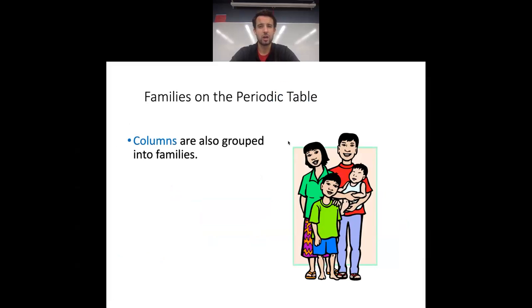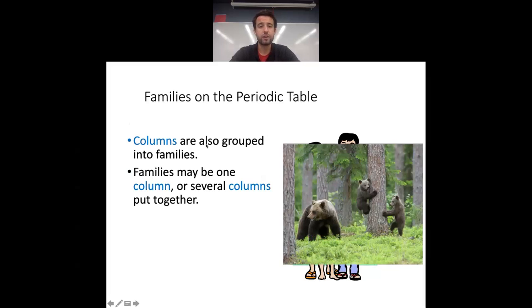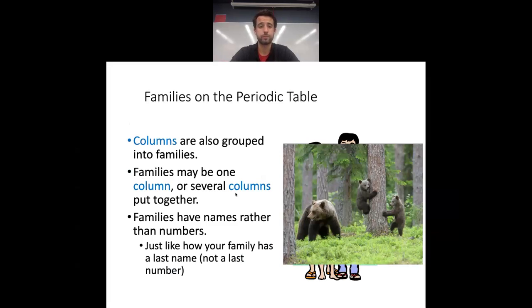Okay, families are kind of like groups, but sometimes a little bit more, sometimes a little bit less. Families can be one column or they can be several columns put together. In the example of the transition metals family, families have names rather than numbers, in the same way that your last name is a family name, it's not a family number.